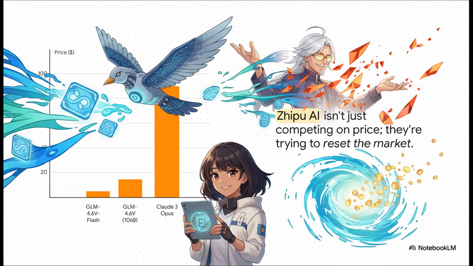And then you have the price. This is where it gets kind of crazy. The Flash version, the one you can run yourself, the API for it is free. Just let that sink in for a second. Completely free. And even the giant 106 billion parameter model is only $1.20 per million tokens. Now compare that to something like Claude 3 Opus, which is $90 for the same amount. See what I mean? Z.ai isn't just trying to compete on price here. They're trying to completely reset the entire market.